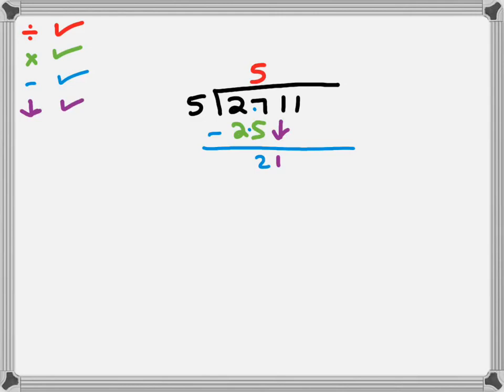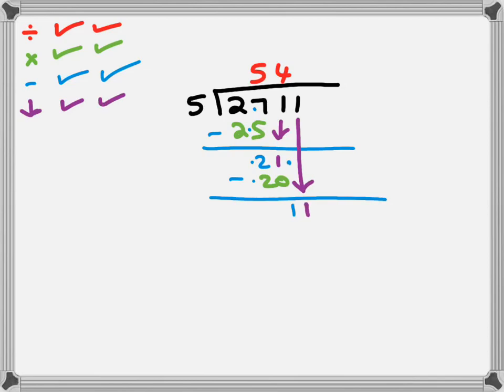Okay. Now back to the top, which is divide. 5 into 21 will go 4 times. Times step. 4 times 5 is 20. That's the times done. Now minus. 1 minus 0 is 1, and 2 minus 2 is nothing. And then our bring down step. We've got a 1 left to bring down.